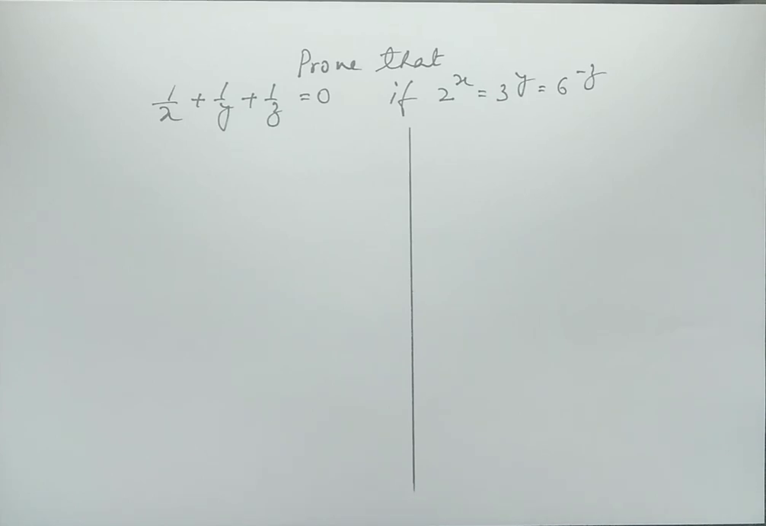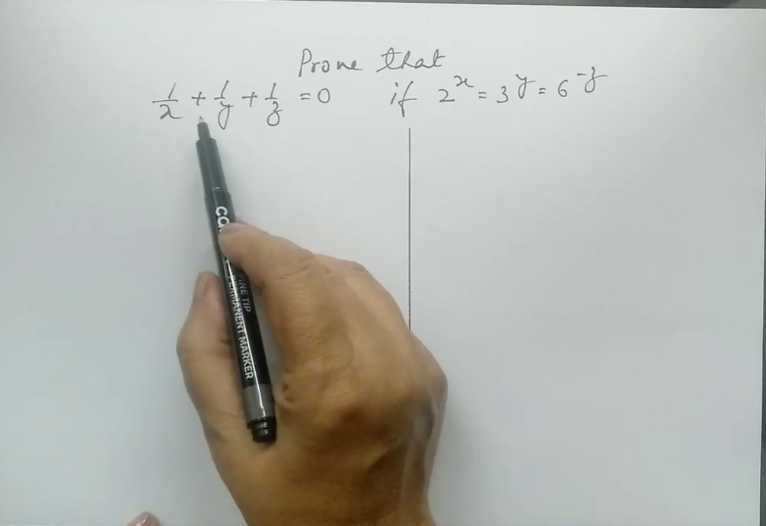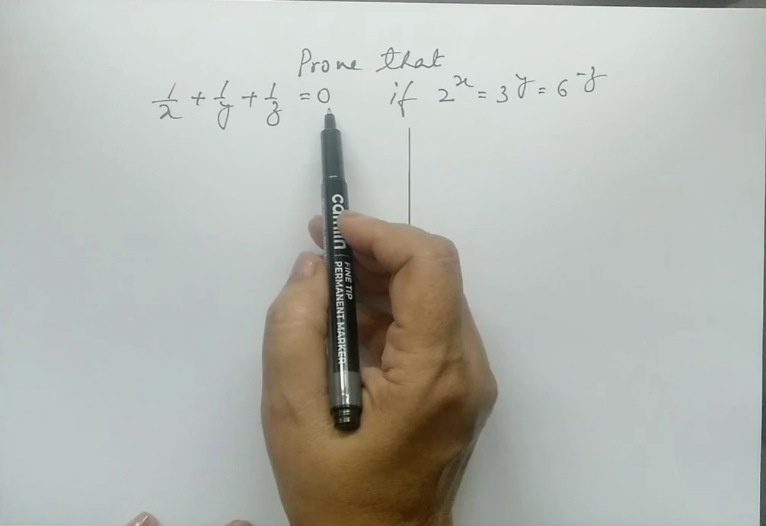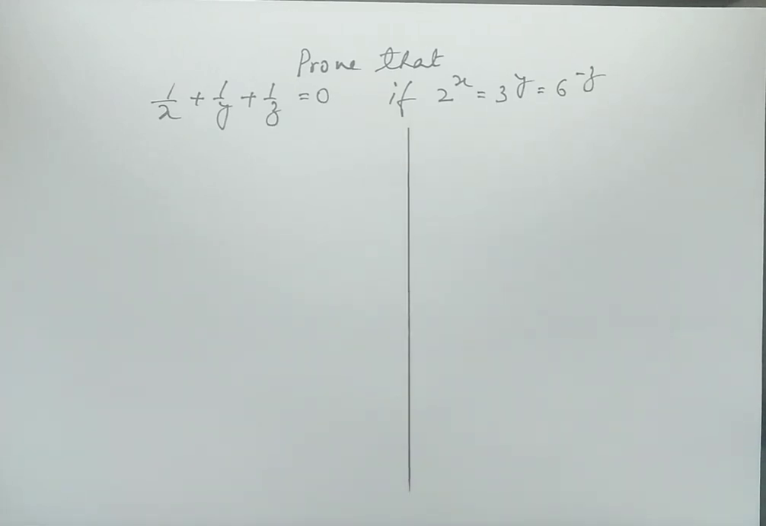So let's crack this problem and solve it. What we can see is that we have to prove 1 by x plus 1 by y plus 1 by z is equal to 0, provided they have given these values equated together. So let's get started.